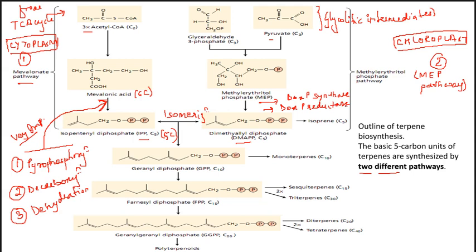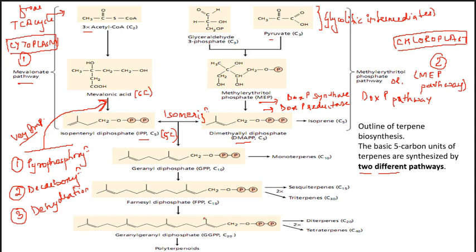Since DOXP enzymes are required, this pathway is also known as the DOXP pathway. Now this methyl erythritol pathway is also known as the non-mevalonate pathway. This is the mevalonate pathway, this is the non-mevalonate pathway, or the mevalonate independent pathway.